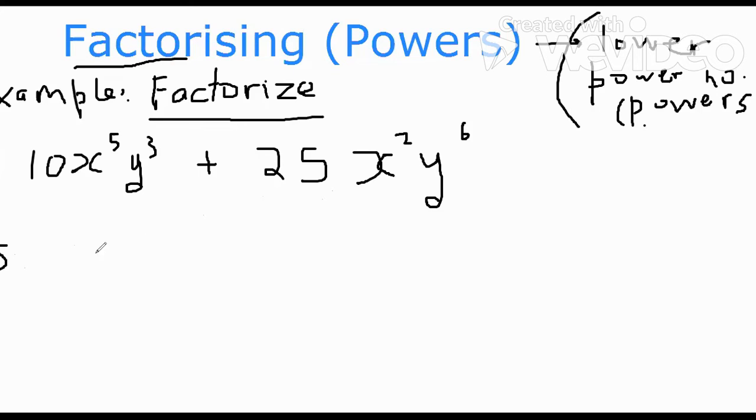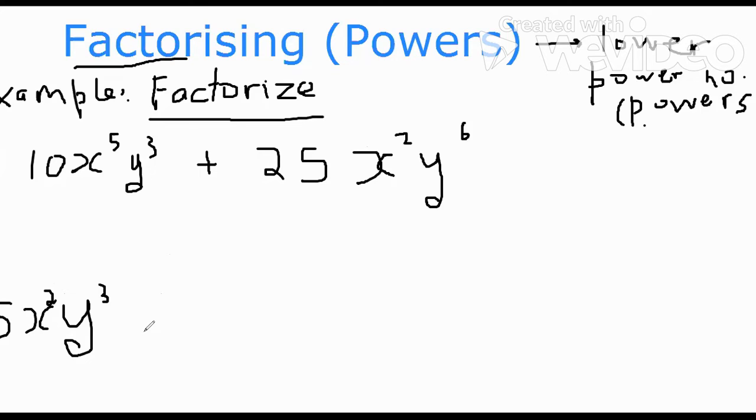So what we're going to do next now is that we're going to write back x, we'll write back y. Now we have x^5, x^2. Which one is the lower power number? 2. We have y^3, y^6. What's the lower power number? 3. y^3. Everybody see that?